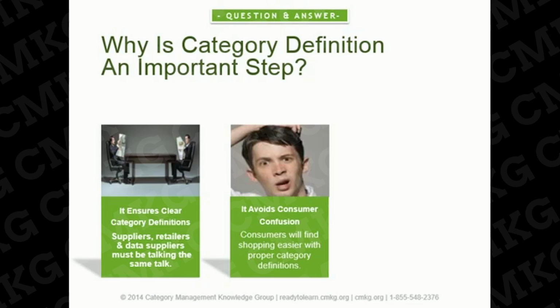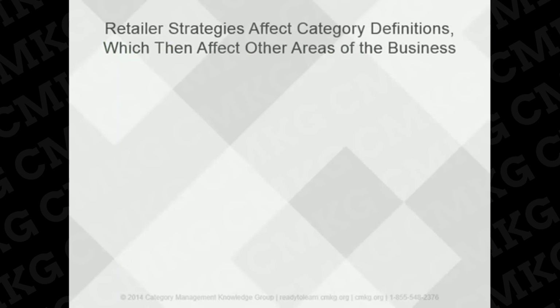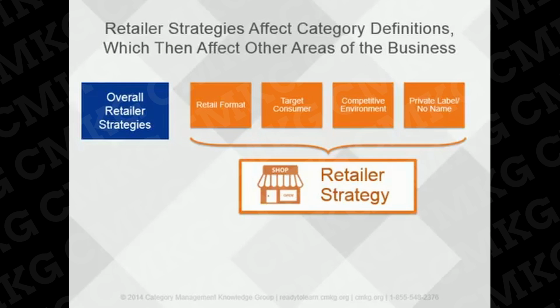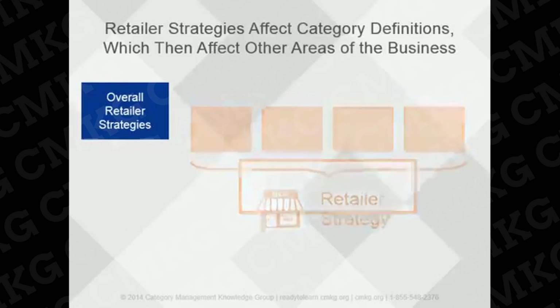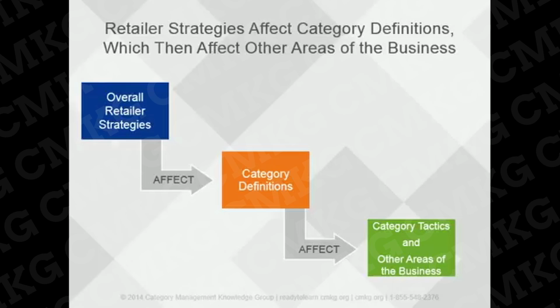Strong category definitions avoid confusion for the consumer when they're shopping at the retailer. And finally, category definitions prevent isolated solutions that will only provide short-term strategies. A retailer's overall strategies need to be defined before a retailer can define their categories. These strategies directly affect the choices that are made in category definitions, and the category definitions then affect the category tactics, as well as other areas of the business. Let's review this in more detail.